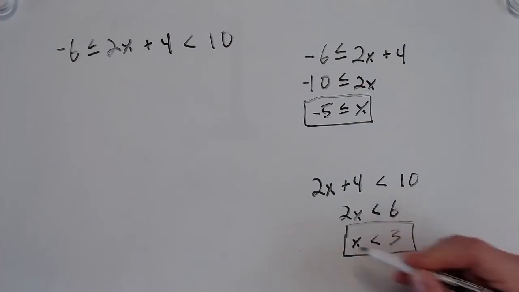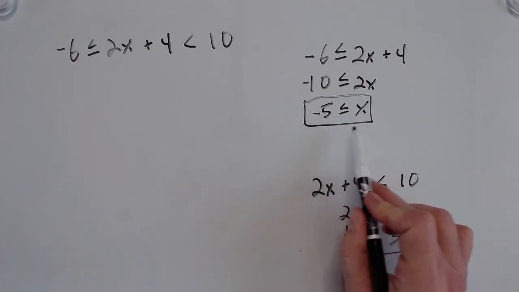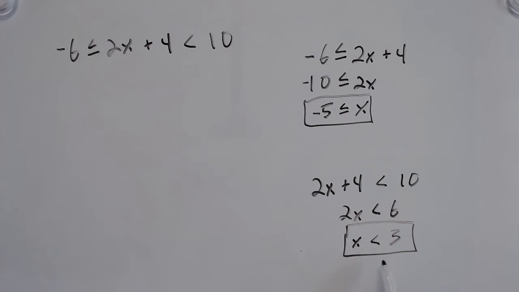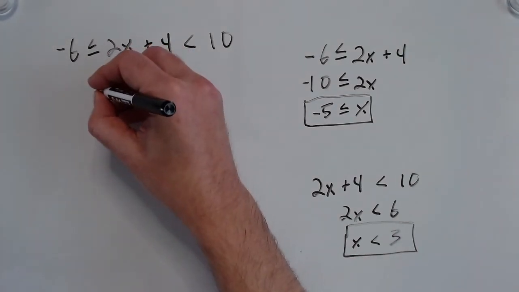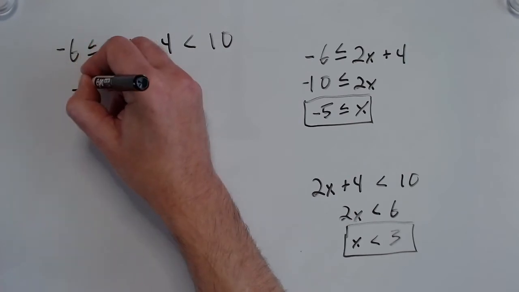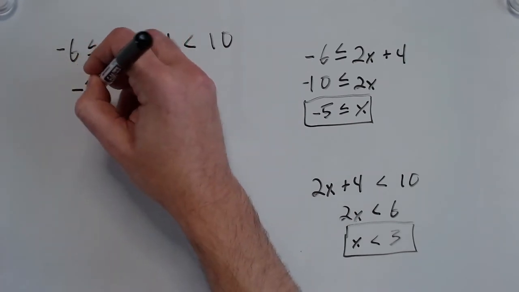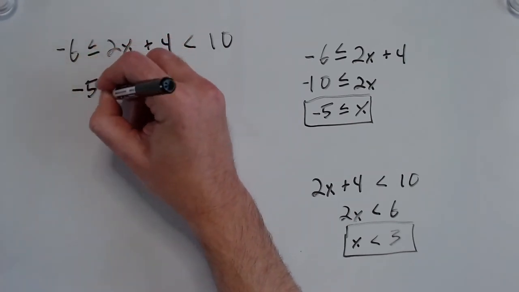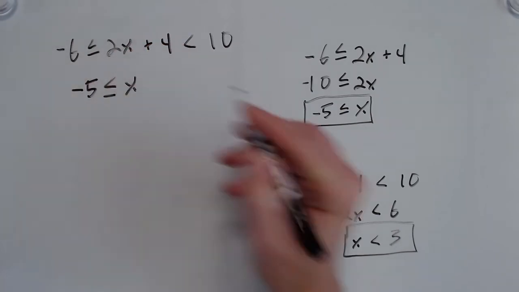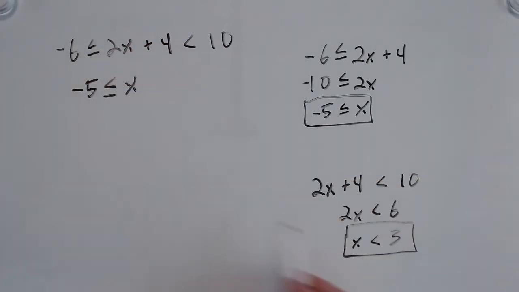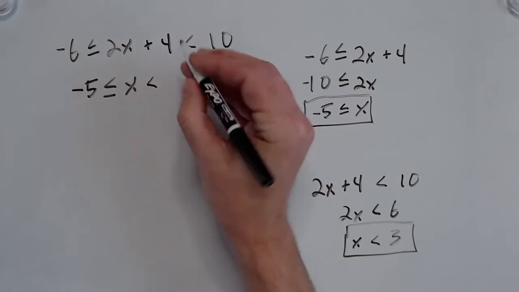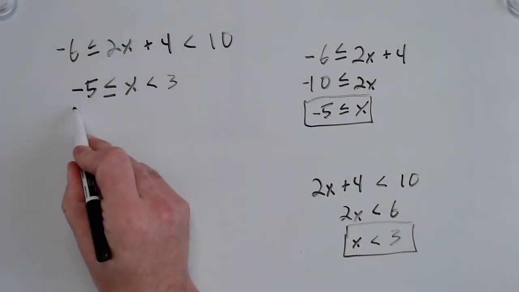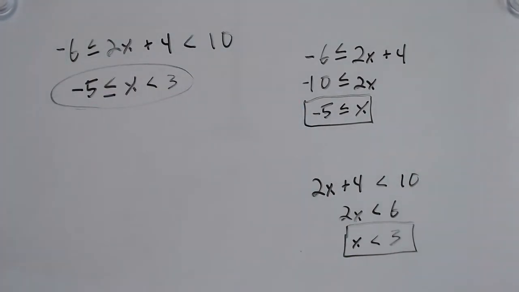We could write them out as a sentence. Negative 5 is less than or equal to x, and x is less than 3. Or we can combine it into the fun algebraic way, which looks like this. We take the far left, negative 5. We know that's less than or equal to x, right? And x is less than 3. So now we've simplified it here.